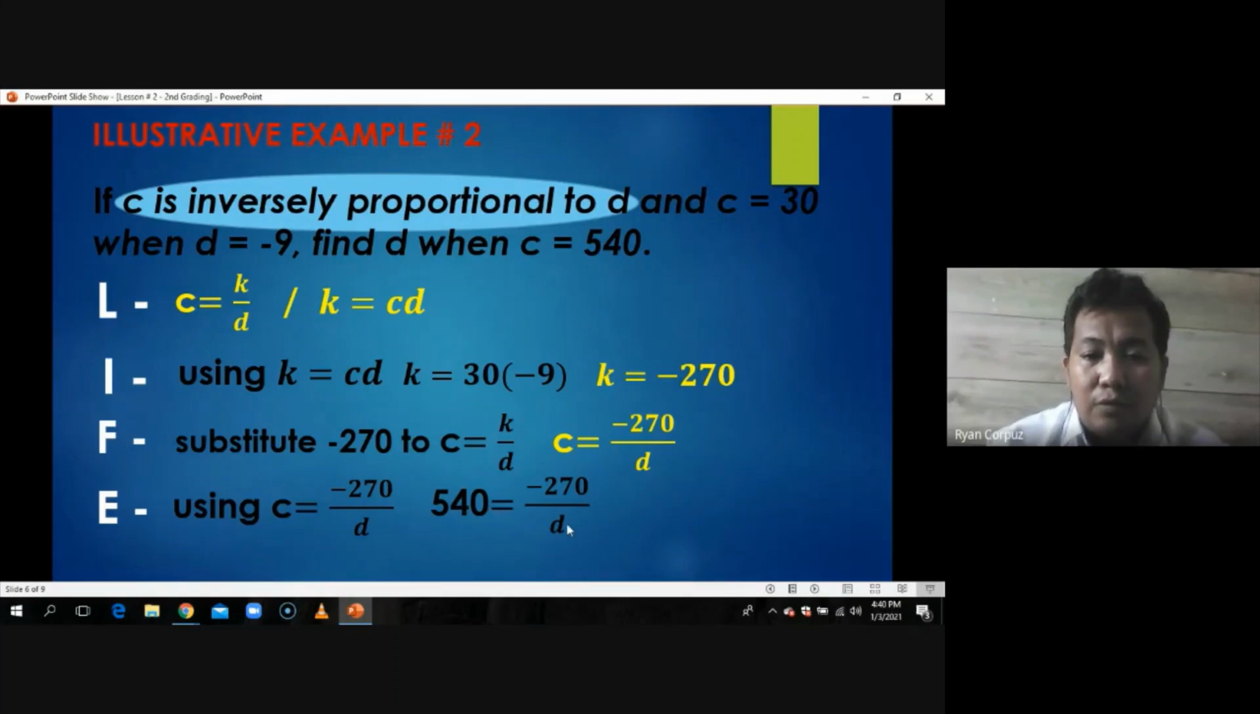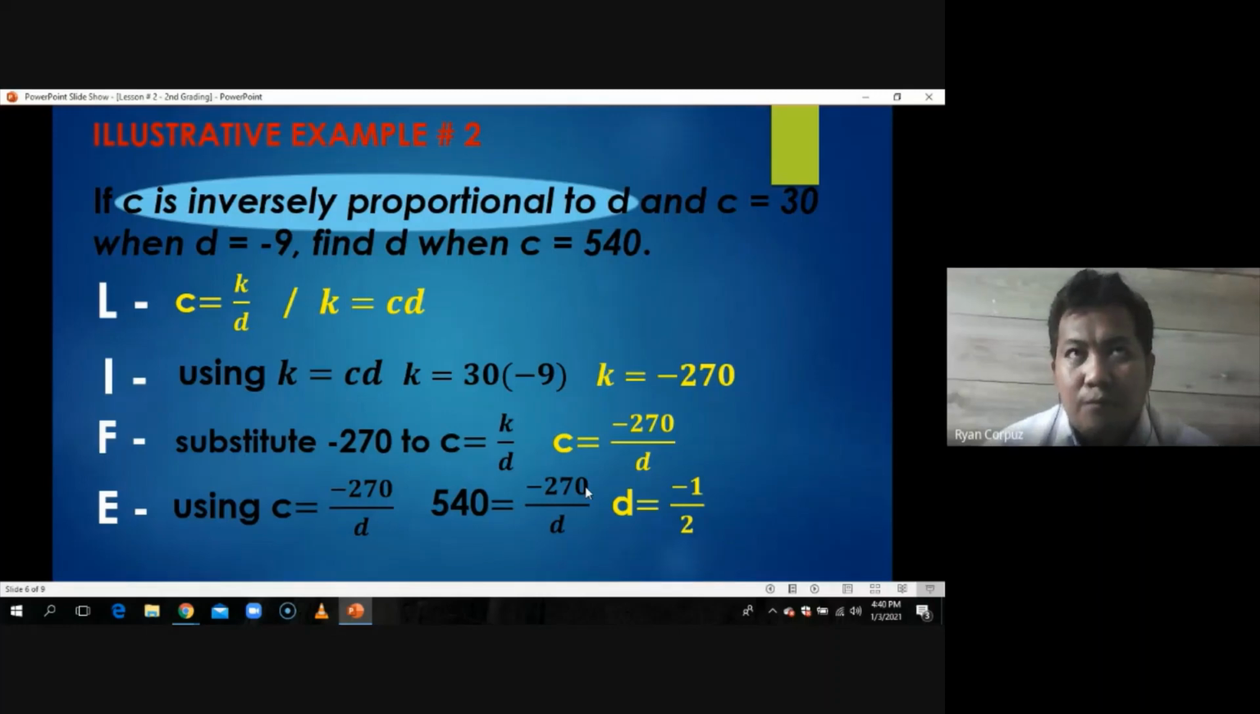540 times D is equal to negative 270. So when we did that, 540D is equal to negative 270. Since you are looking for D, divide both sides of the equation by 540. So you will have negative 270 over 540, and when reduced to lowest terms, that would be equal to negative 1/2. So the value of D there is negative 1/2. That's how we answer example number 2.